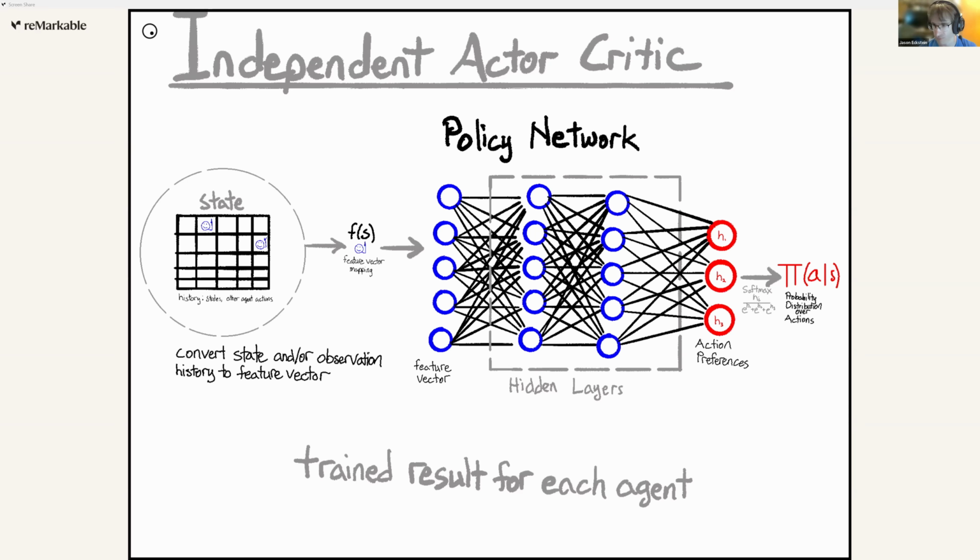So far, is this clear to everyone? Any questions about this, what we're doing with the environment and the action selection?